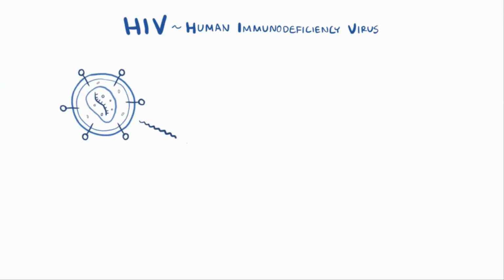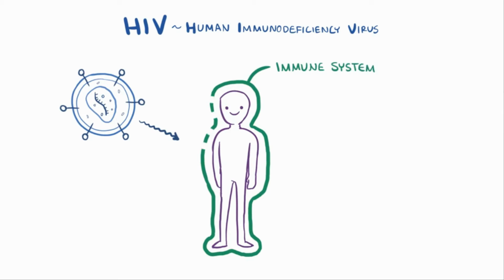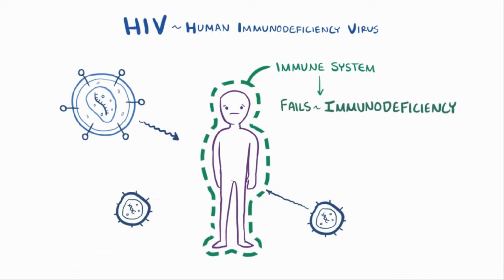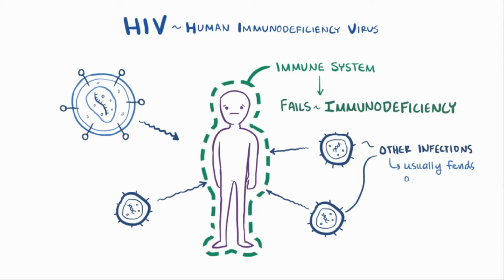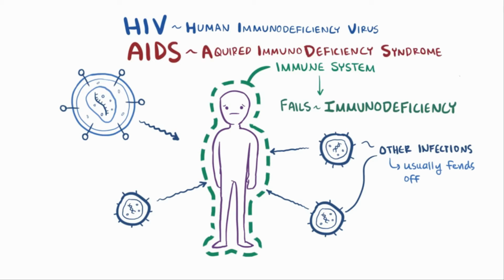HIV, or human immunodeficiency virus, is a virus that targets cells in the immune system. Over time, the immune system begins to fail, which is called immunodeficiency, and this increases the risk of infections and tumors that a healthy immune system will usually be able to fend off. These complications are referred to as AIDS, or acquired immunodeficiency syndrome.